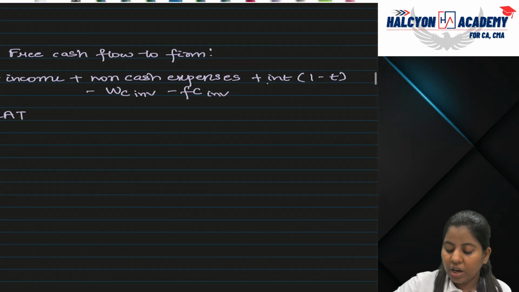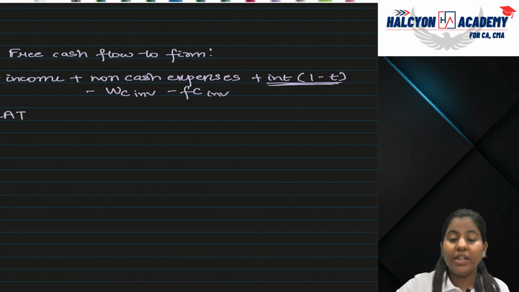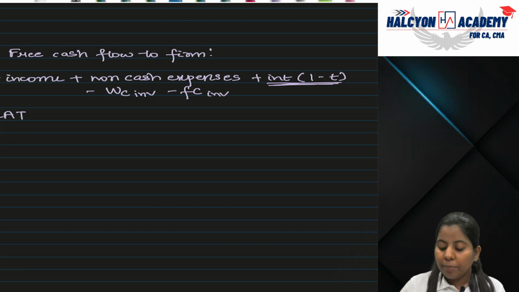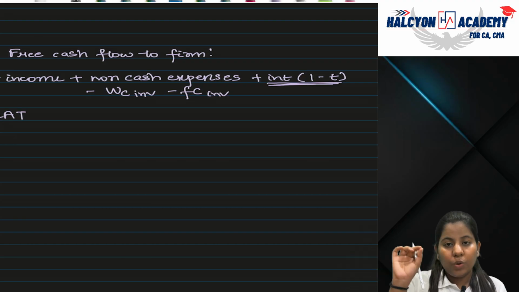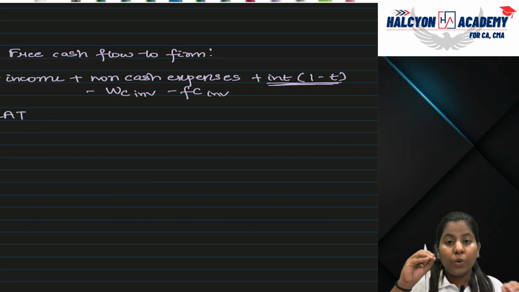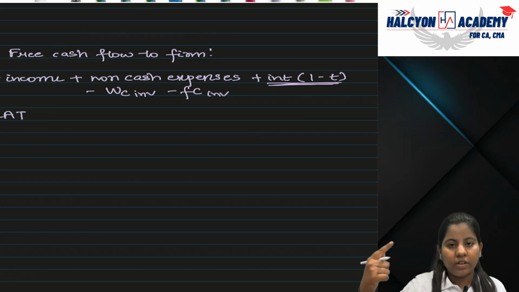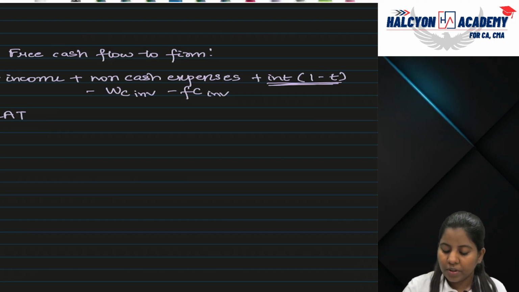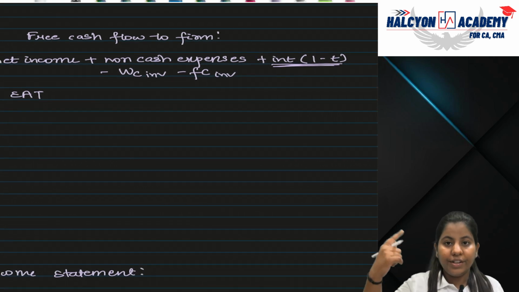So see, in the formula, interest is added. I will tell you why it is net of tax, but for now, see, we have to add interest because we want to come to the amount which is available for the debt holders as well as for equity shareholders. Okay, that's why we have added interest.